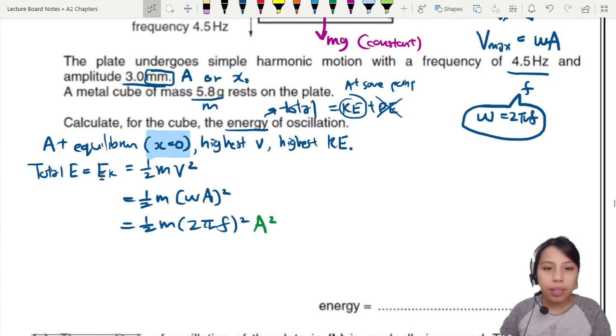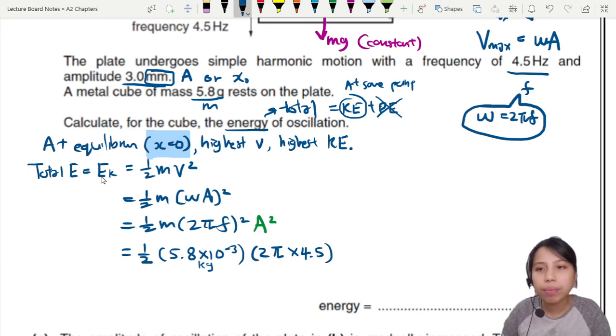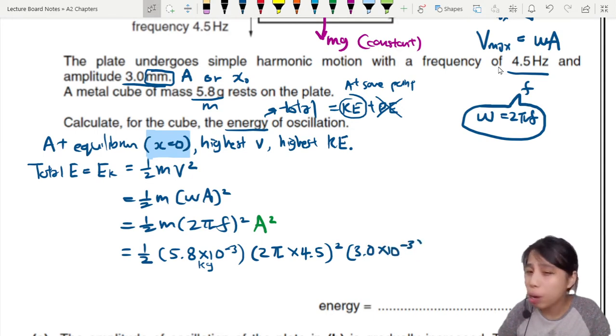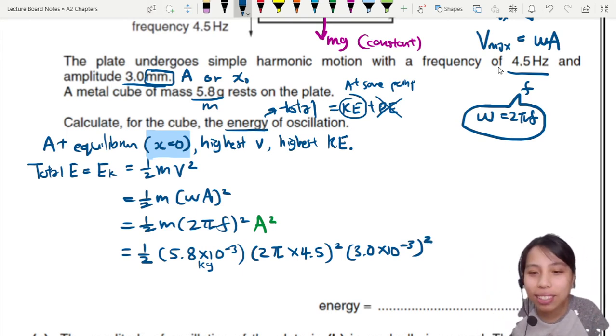Okay, here. Right, so half times mass, 5.8 grams. Grams, please convert to kg, so times 10 to the negative 3. This is going to be in kg, so a quick reminder: convert everything to SI units to save your pain. And this will be 2 pi times frequency, 4.5 hertz, I'll give it on the top right here, and that's it, squared. Amplitude, 3 millimeter, so 3.0. Convert the milli. Please remember the power of 10. You gotta do that power of 10 right here, this pesky thing. Okay, this is squared.